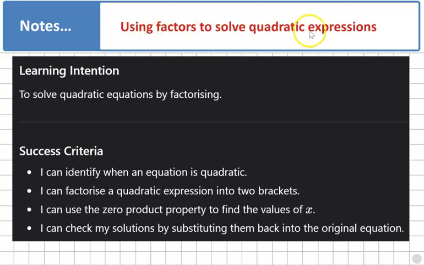Using factors to solve quadratic expressions. Learning intention: to solve quadratic equations by factorizing. Success criteria. I can identify when an equation is quadratic. I can factorize a quadratic expression into two brackets. I can use the zero product property to find the values of x. I can check my solutions by substituting them back into the original equation.